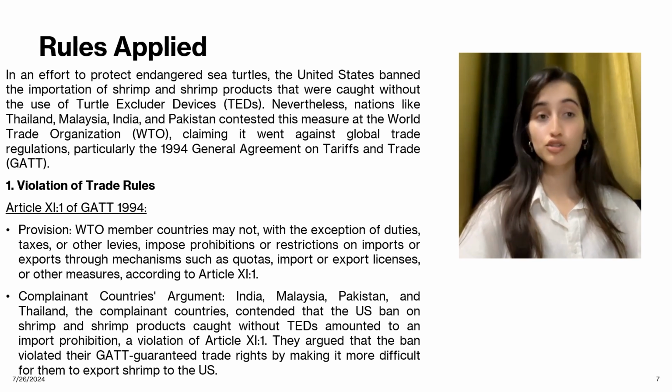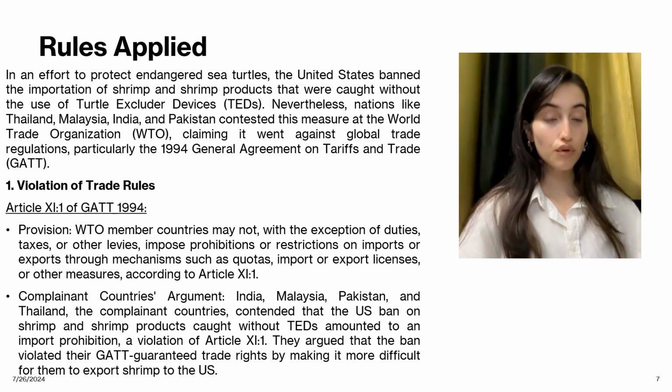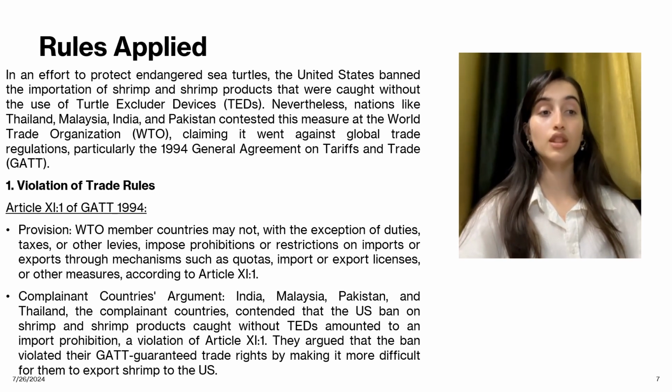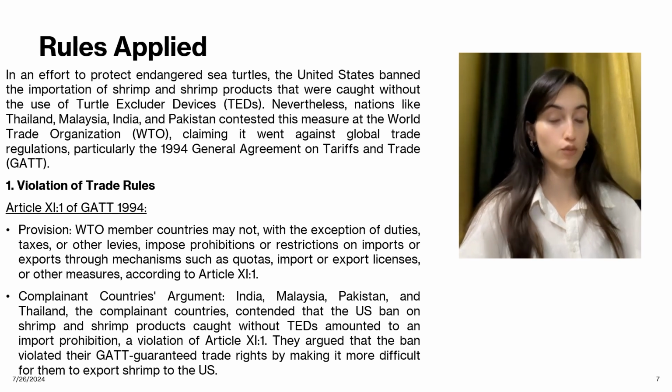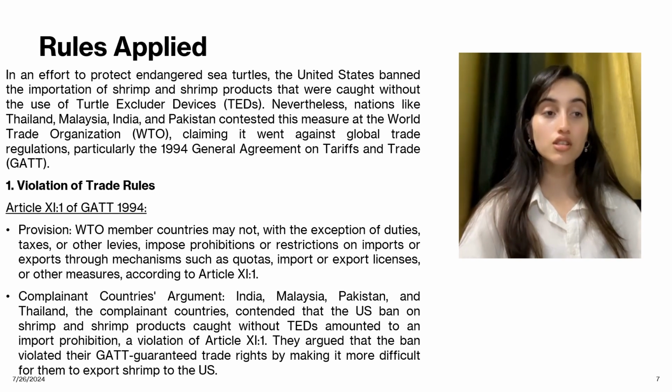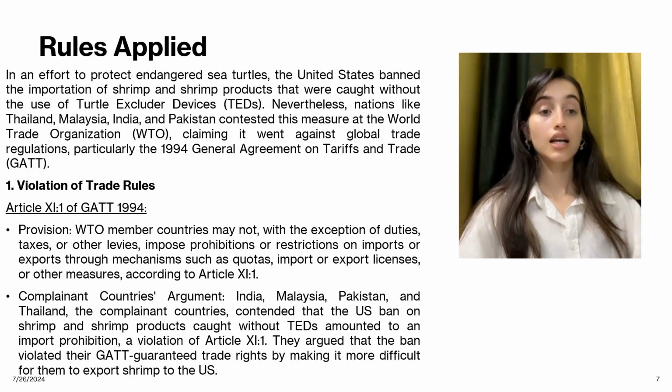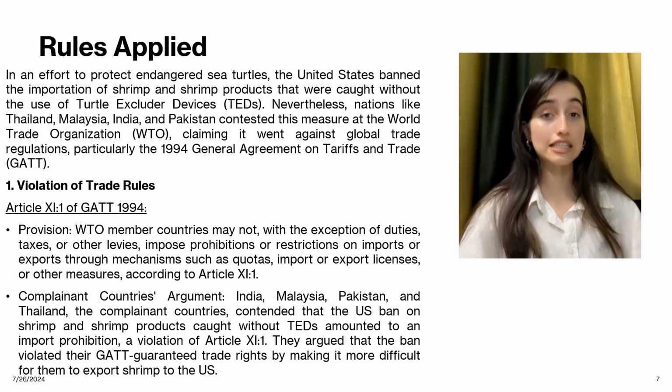The first would be the violation of the trade rules, Article 11.1 of GATT 1994. The provision was that WTO member countries may not, with the exception of duties, taxes, or other levies, impose prohibitions or restrictions on imports or exports through mechanisms such as quotas, import or export licenses, or other measures, according to Article 11.1. The complainant countries contested that the US ban on shrimp and shrimp products caught without TEDs amounted to an import prohibition, a violation of Article 11.1.